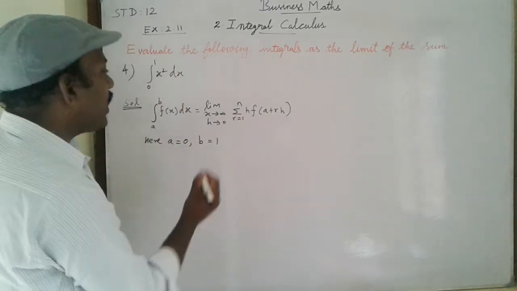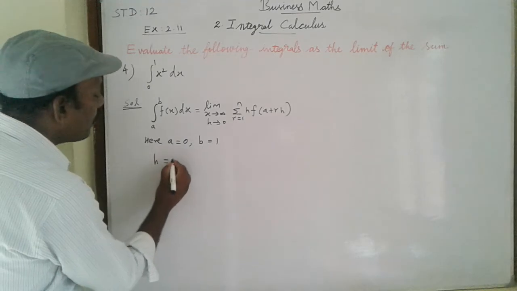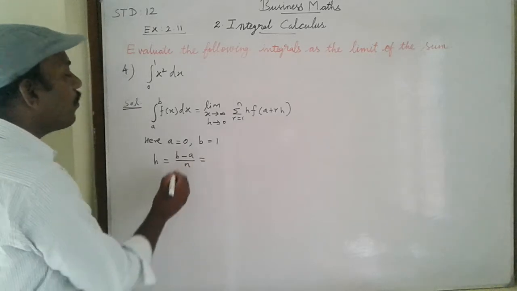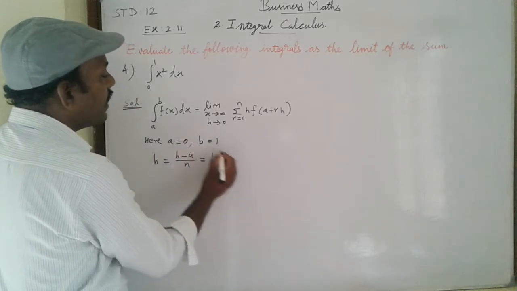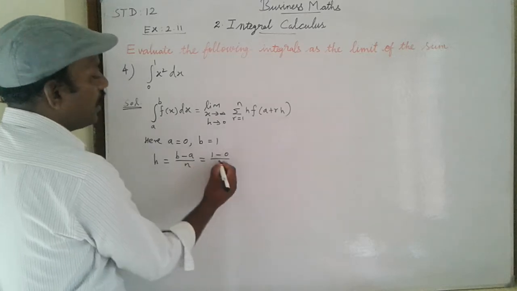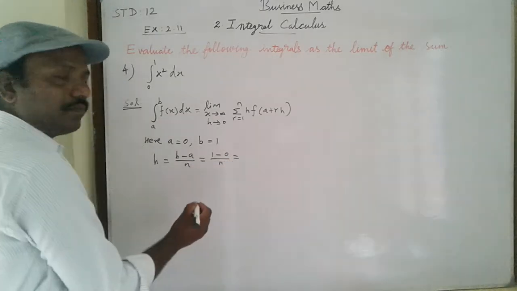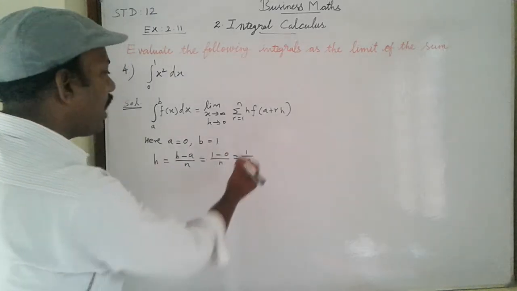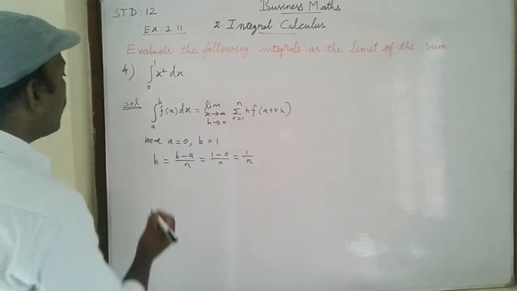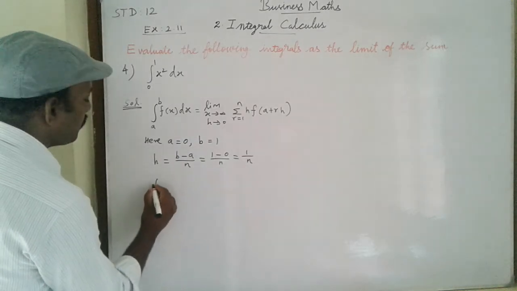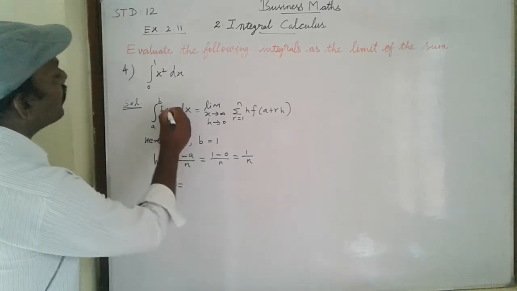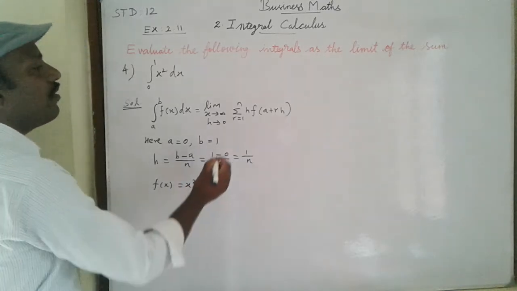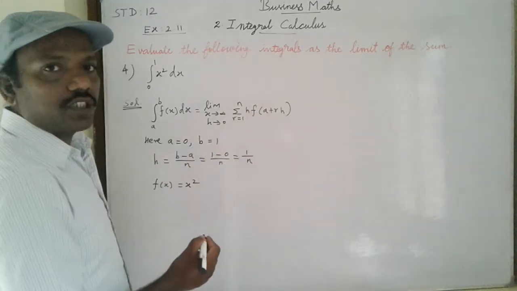Next, we should find the h value. h equal to, what is the formula? b minus a divided by n. So b is 1, minus a is 0, divided by n, equal to 1 minus 0 is 1, 1 divided by n. The h value is 1 divided by n. Next, f of x. Comparing, f of x is what? x square.